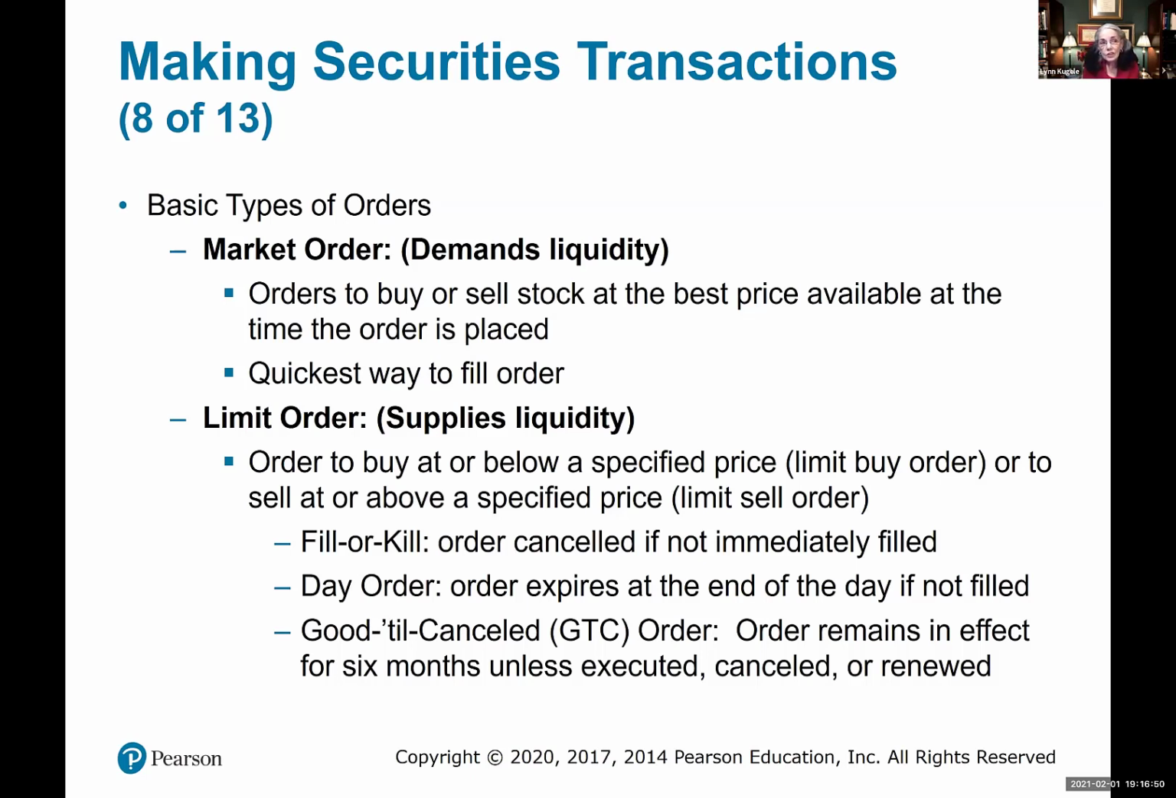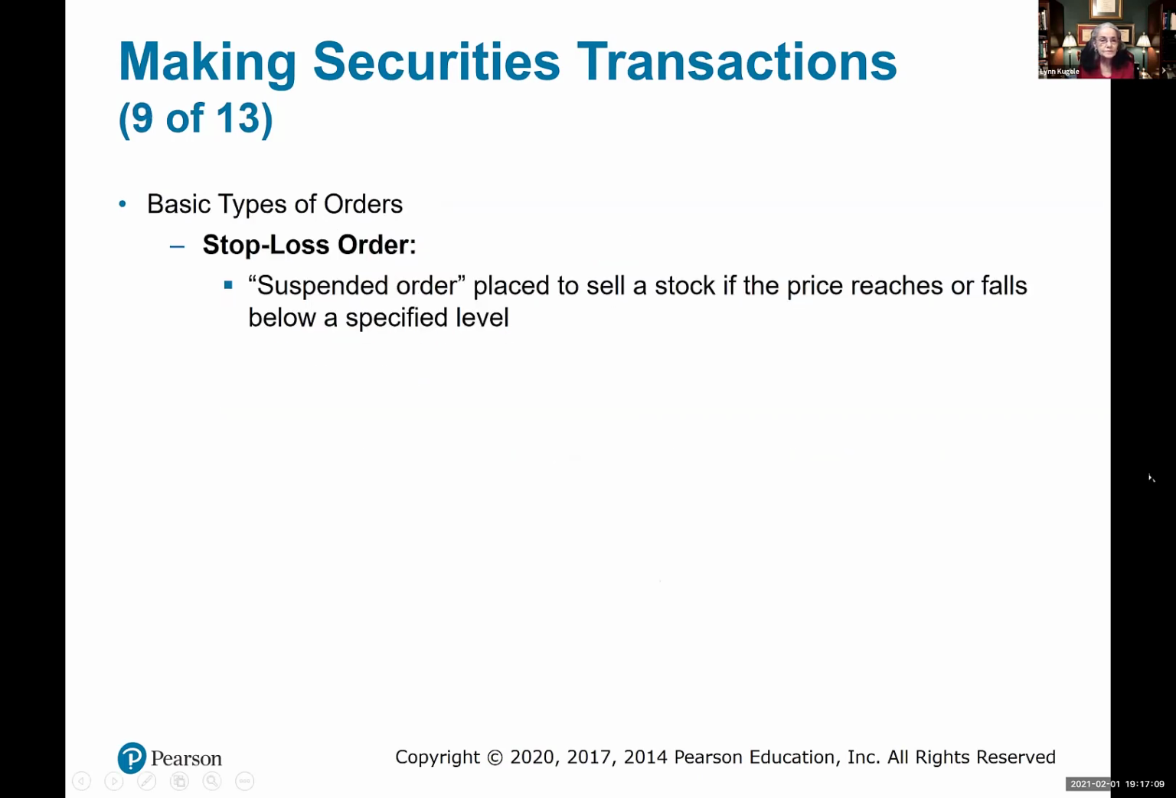It doesn't execute if they can't meet that criteria. And there's the three kinds down there. Fill or kill: if you can't do it immediately, the order's canceled. A day order expires at the end of the day. Most would be good till canceled. It remains in effect for 6 months unless it's executed or renewed.